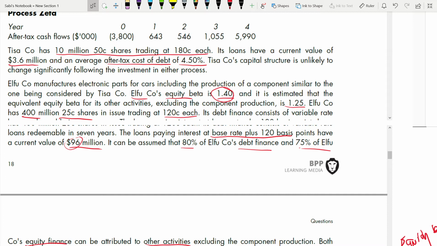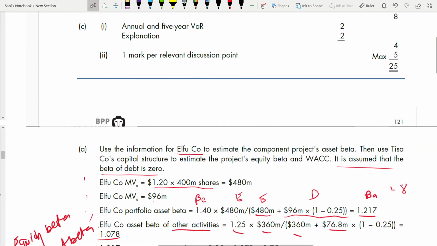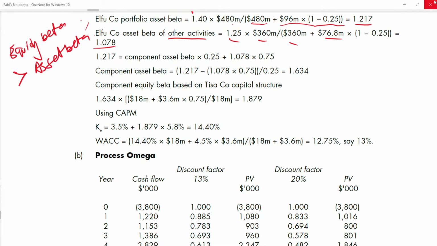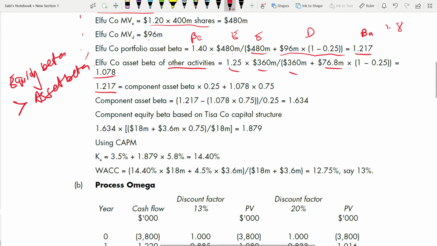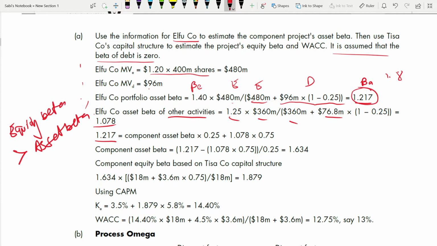How can we get that proportion? Just check here. If you see here properly, we are having component asset beta into 0.25 plus asset beta, other activities asset beta into 0.75. And this will be equal to 1.217. This 1.217 is this one, this asset beta, right?